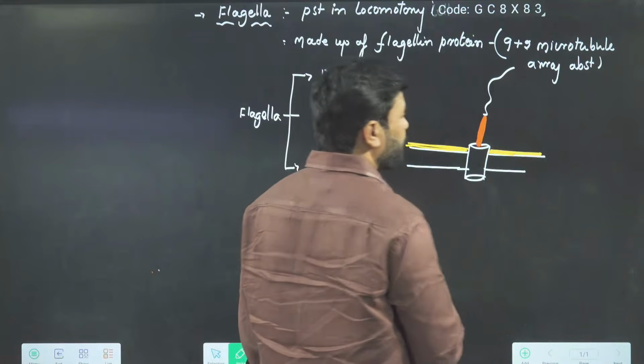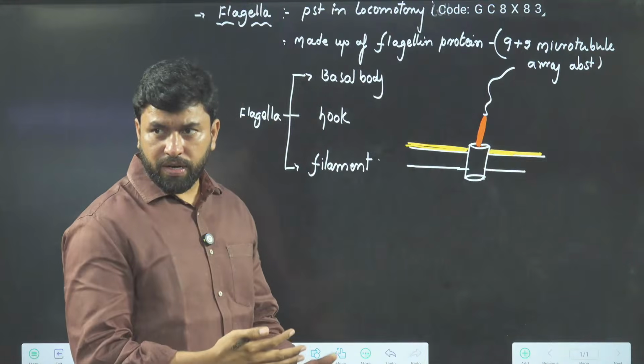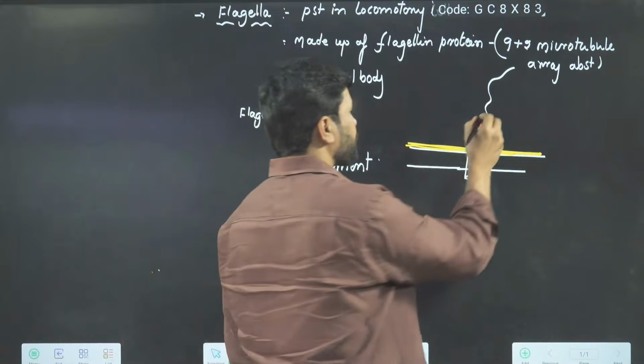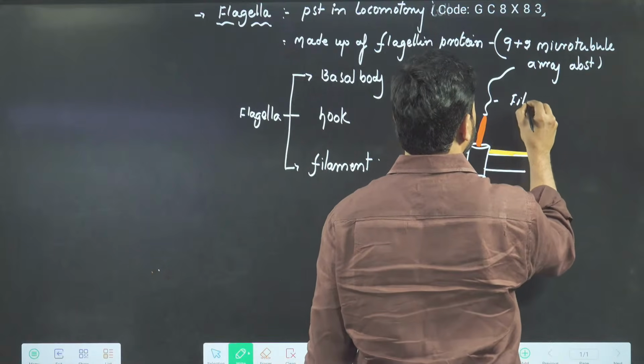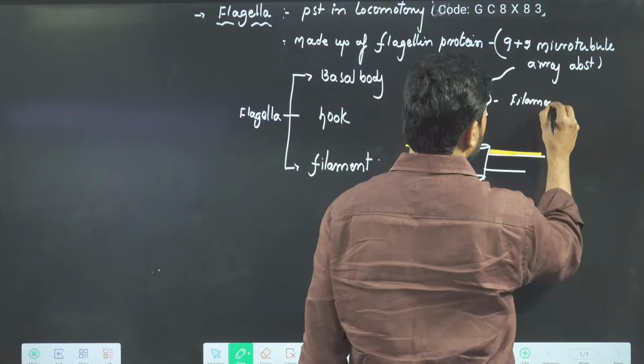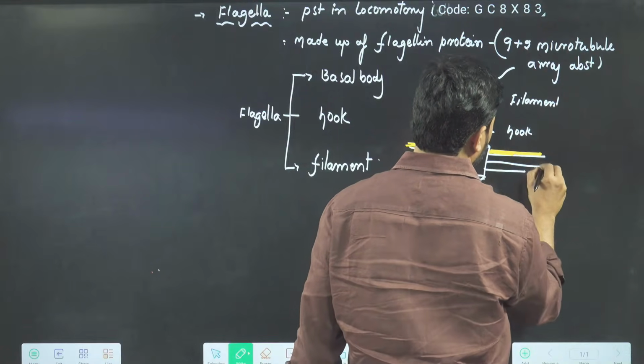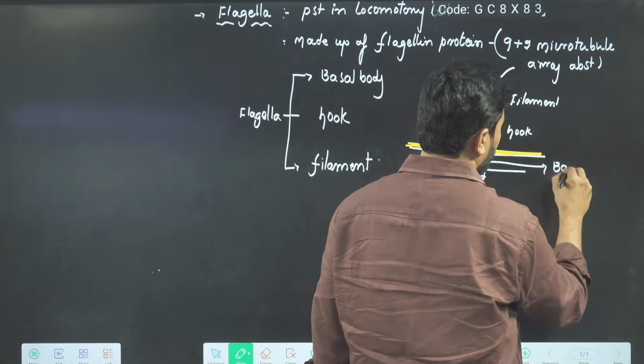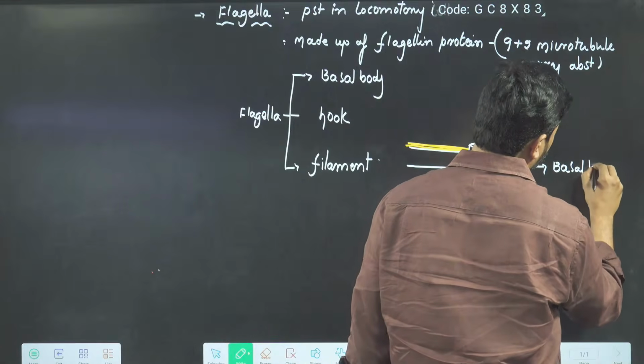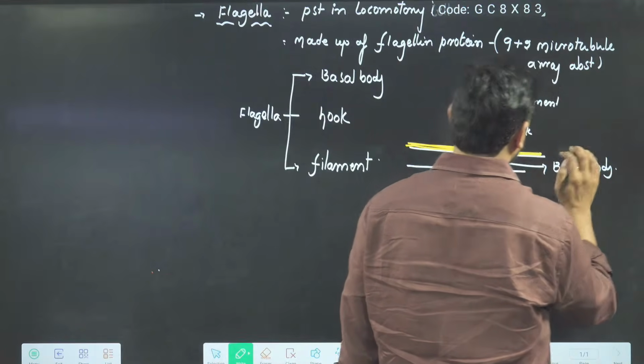That basal body will also have a hook, then followed by the filament. This is the filament. This one is the hook, and this one is the basal body. These are the parts.